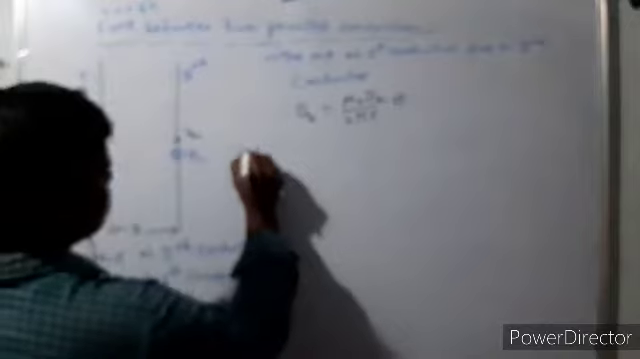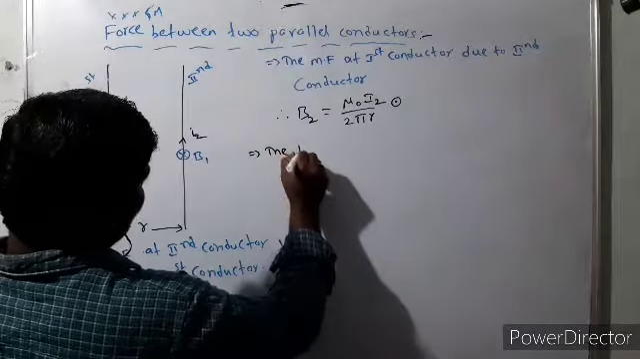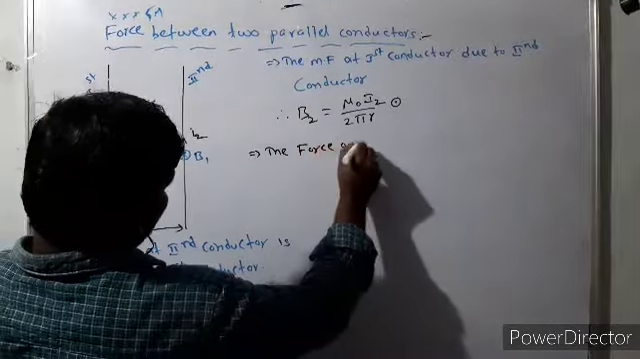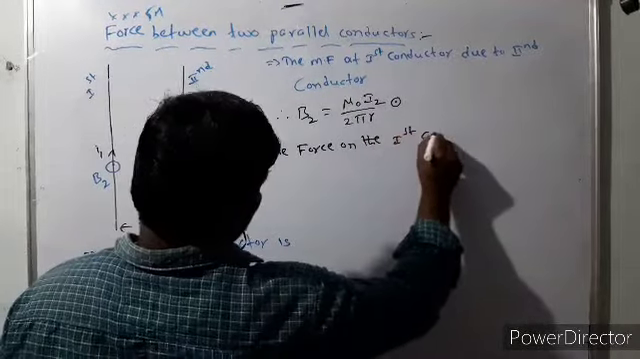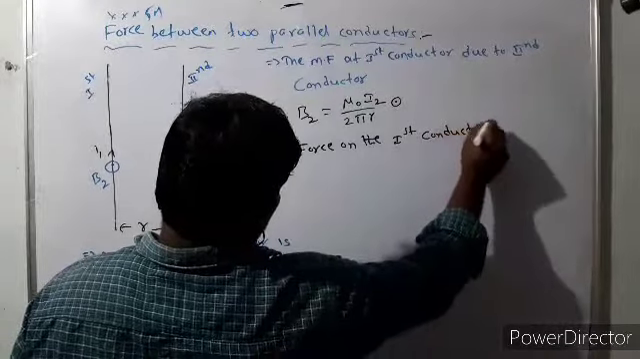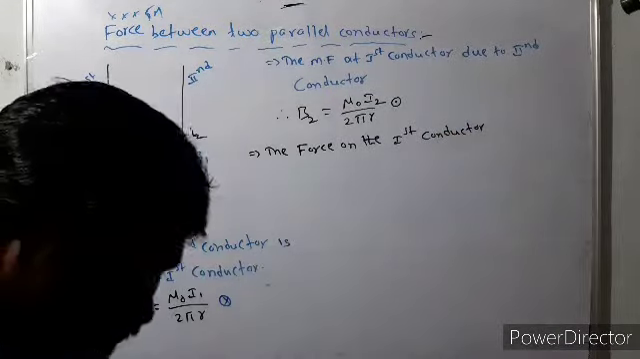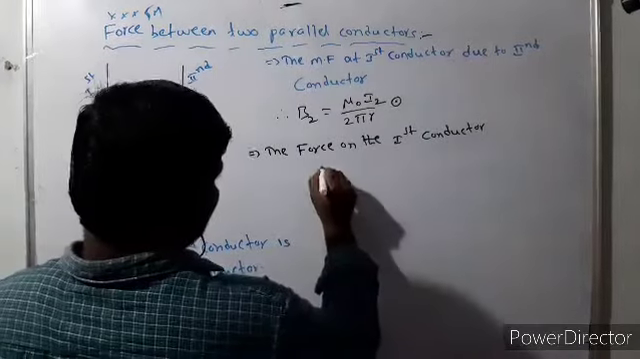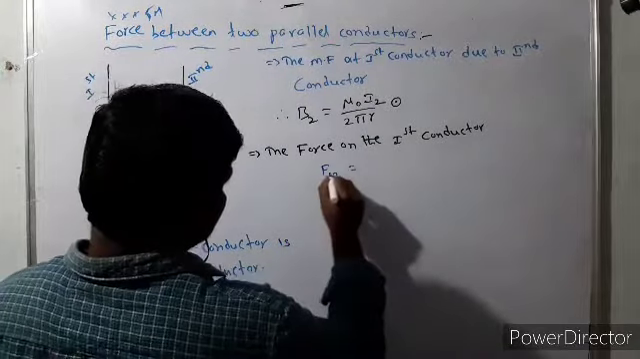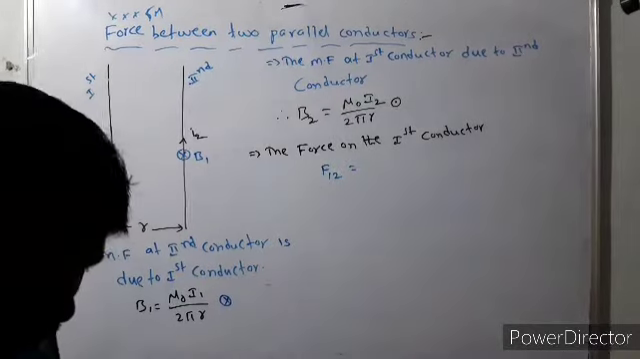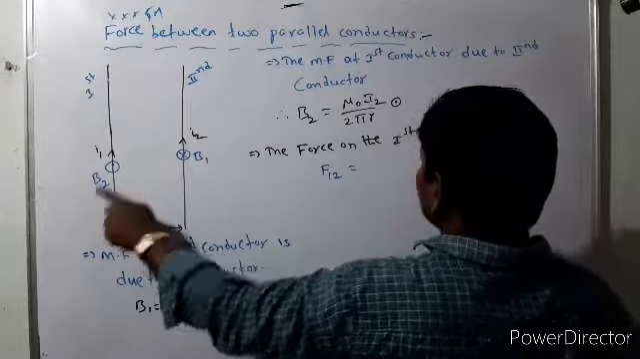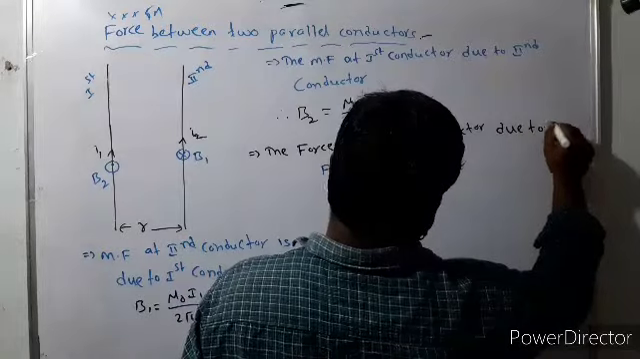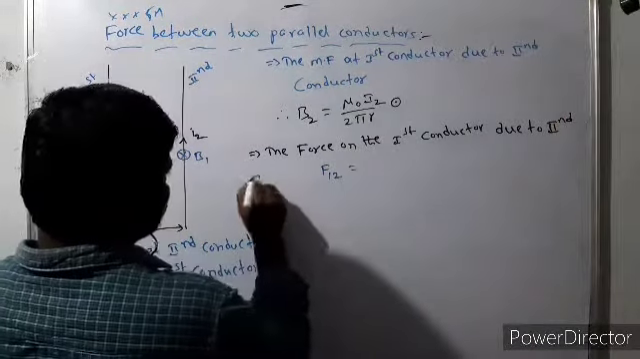Now the force on the first conductor, let me call it F12. This is the force on the first conductor due to the magnetic field of the second conductor.